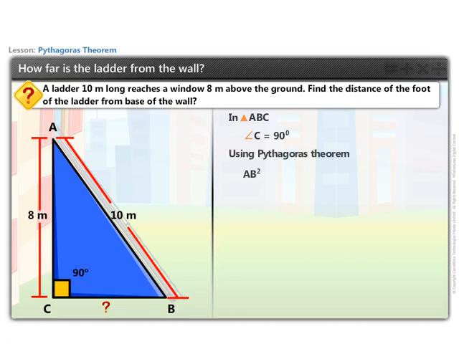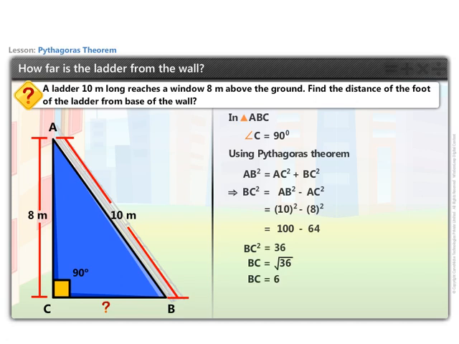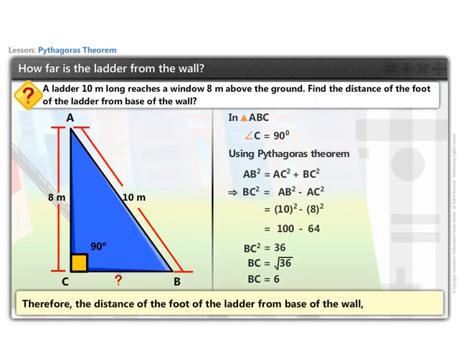Using Pythagoras Theorem, AB square is equal to AC square plus BC square. So, BC square is equal to AB square minus AC square. Substituting the known values and simplifying, we get BC square is equal to 36. Taking square root, we get BC is equal to 6. Therefore, the distance of the foot of the ladder from the base of the wall is 6 meters.